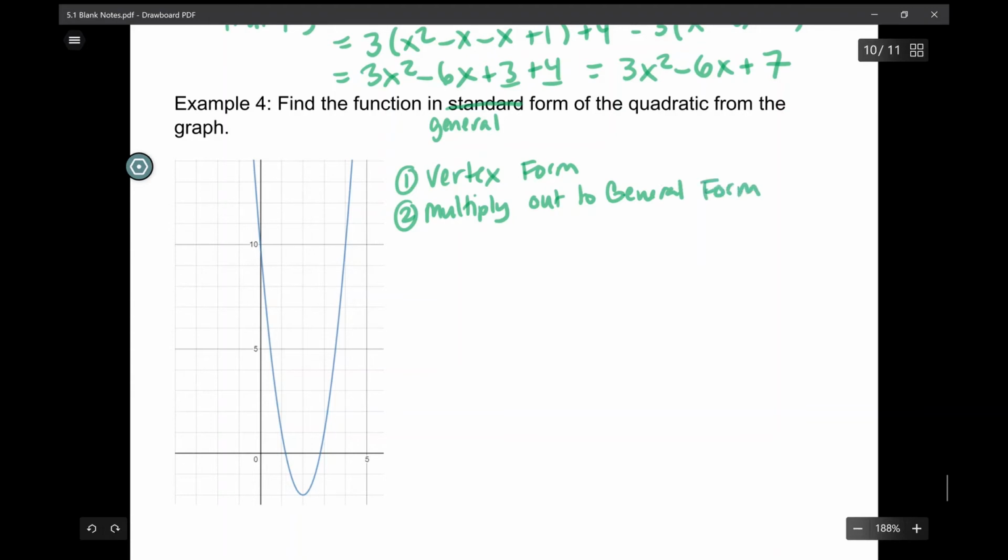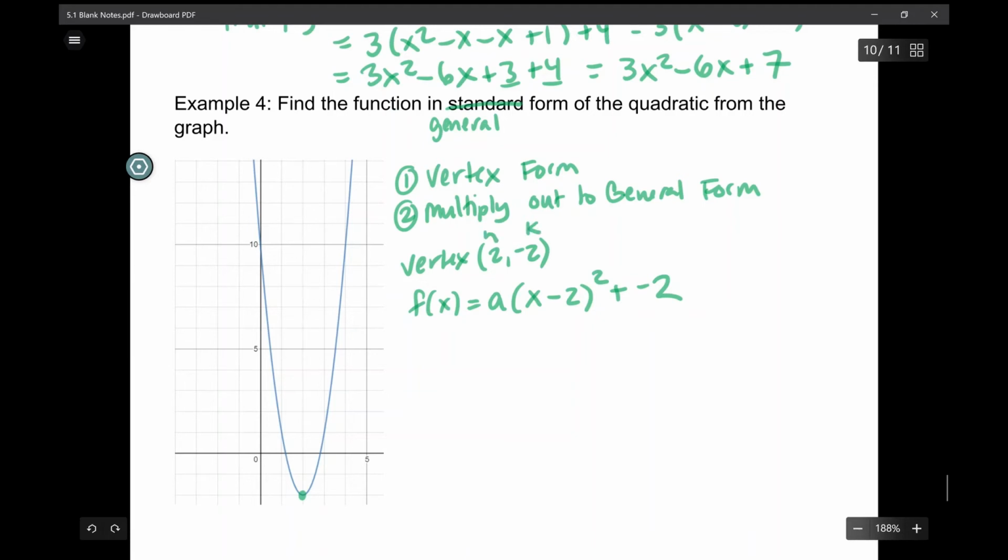All right, so how are we going to get this into vertex form? Well, luckily the vertex is very nice. It is over 2 and down 2. So the vertex is over 2, down 2, 2, negative 2. All right. So let's go ahead and plug in what we know. We know that f of x equals, well, some a value. We'll have to figure that out. X minus 2 squared, that's the vertex, plus negative 2, that's the k value. H is 2, k is negative 2.